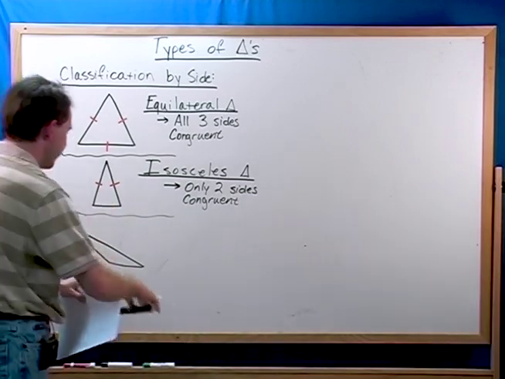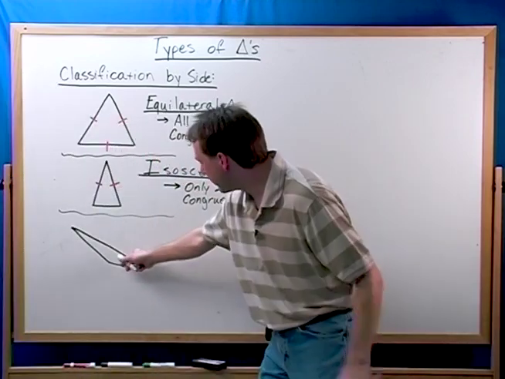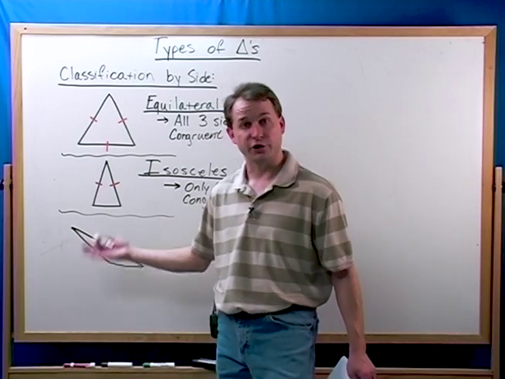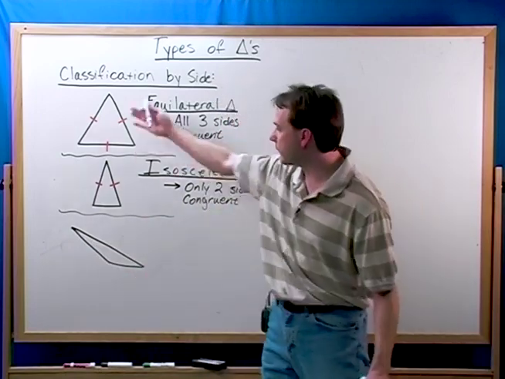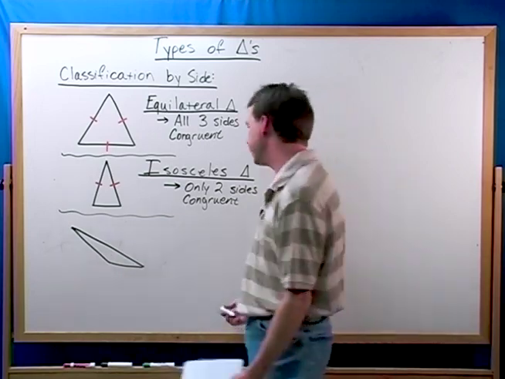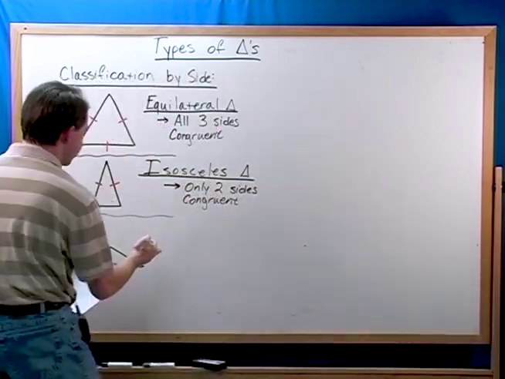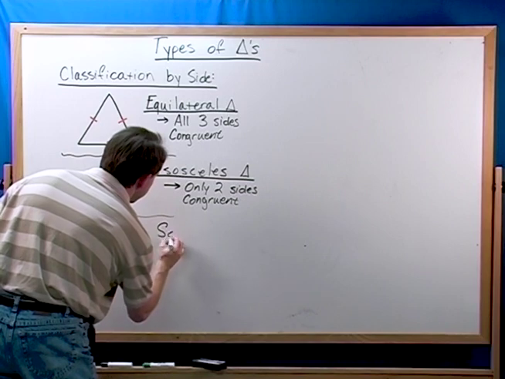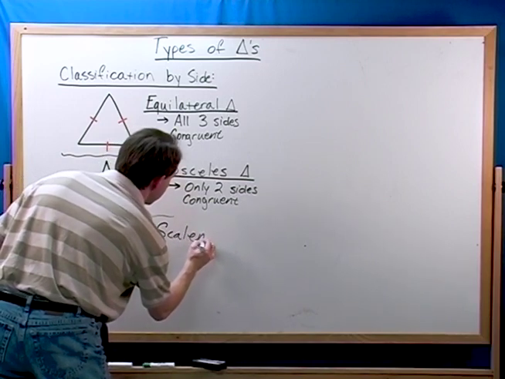So in this type of triangle, right here, none of the sides are congruent. None of the sides are equal. So it's completely different from the other two. And so this one has a special name. It's a classification of a triangle. And this triangle is called a scalene triangle.